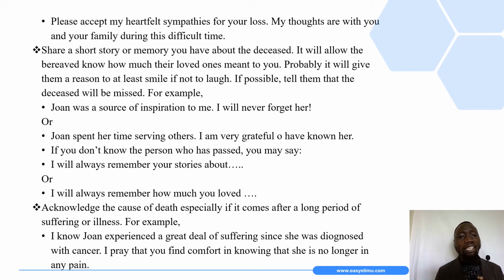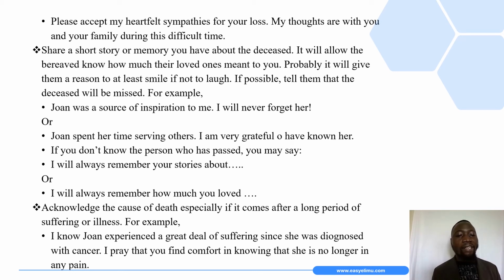Another important thing to take note of is to share a short story or memory you have about the deceased. This will allow the bereaved to know how much their loved one meant to you. Probably it will give them a reason to at least smile, if not laugh. And if possible, tell them that the deceased will be missed. For example, Joan was a source of inspiration to me. I will never forget her. Or you can say, Joan spent her time serving others. I am grateful to have known her.